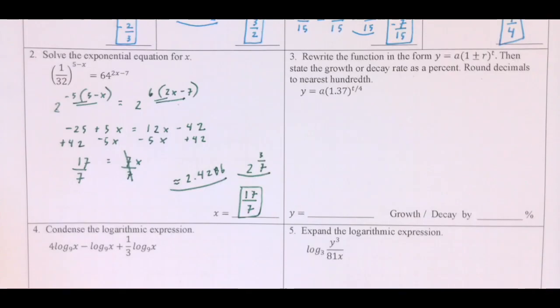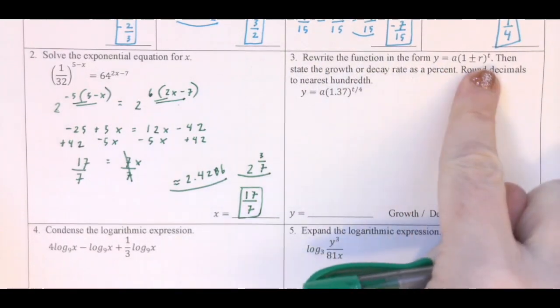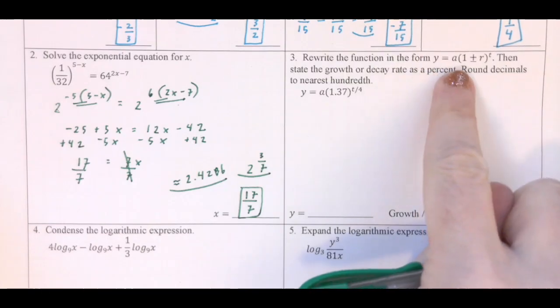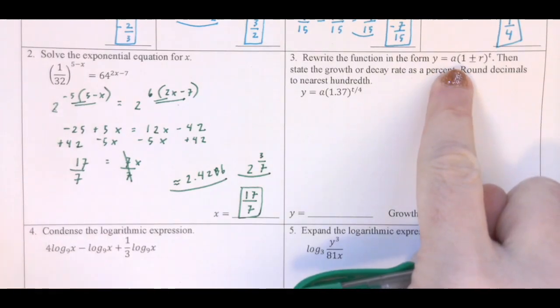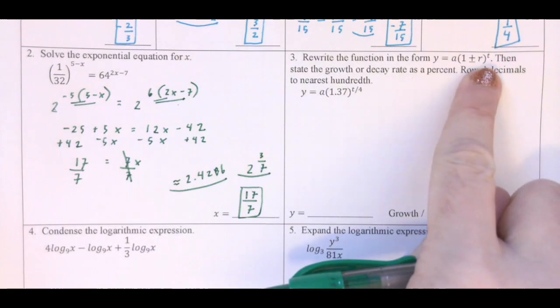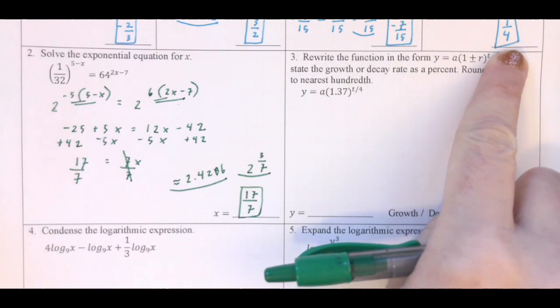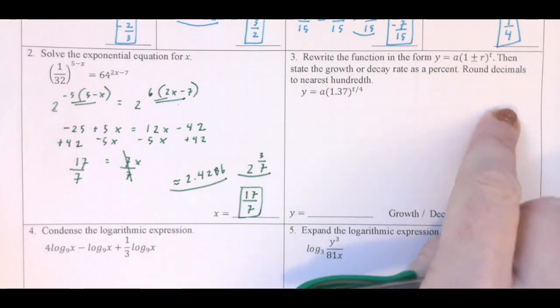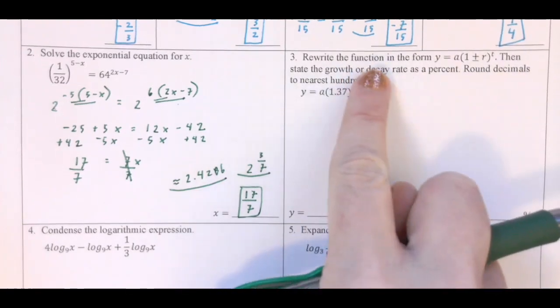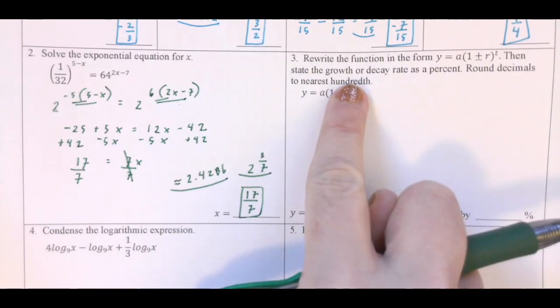All right, next one. Can you rewrite the function in this format? So y equals a, that's our starting value, times 1 plus or minus the growth or decay rate as a decimal raised to t. T is years, usually years, right? The time that has passed. Okay, then can you state the growth or decay rate as a percent? Here decimals nearest 100, so 2 spots.